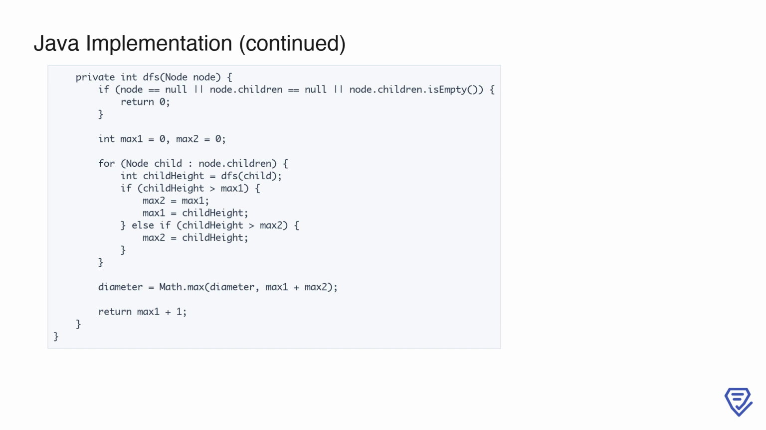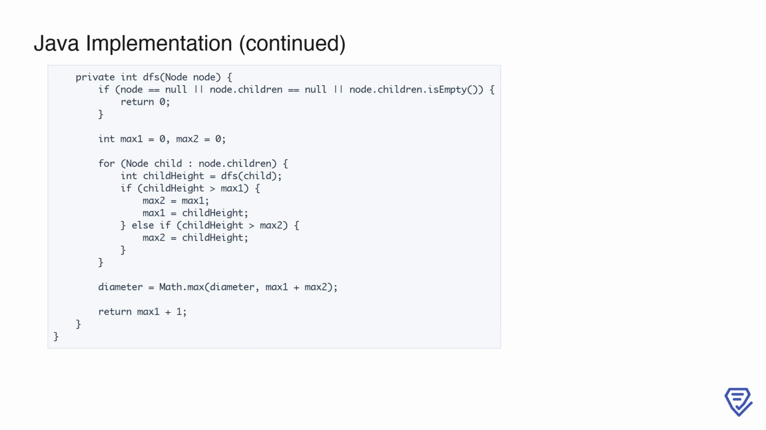If the current node is null, has no children, or its children list is empty, we return a height of 0 since there's no tree below it. We then initialize two variables, max1 and max2, to store the two greatest heights among the children of the current node. As we iterate through each child, we calculate its height by recursively calling DFS.